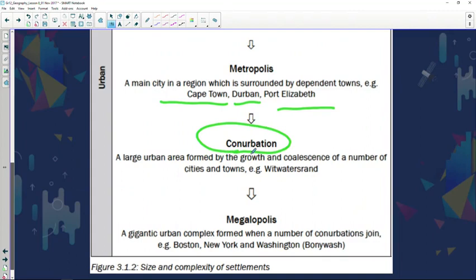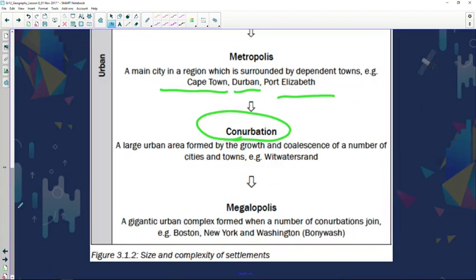A megalopolis we do not experience in Southern Africa, but we do see them in America, especially on the East Coast. We have Washington, New York, and Boston. It's massive cities situated next to one another. So keep in mind, a settlement is classified according to size and complexity. When we refer to size, we talk about how many people live there, and complexity is the amount of services that you can find over there.